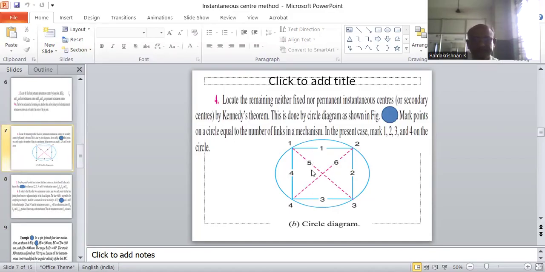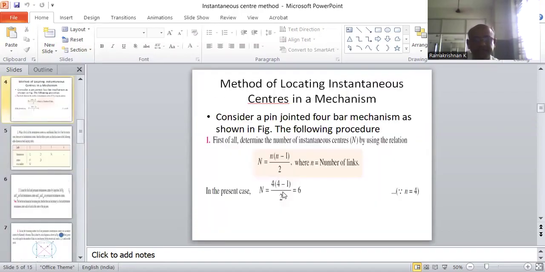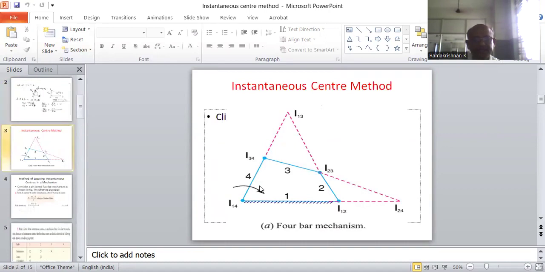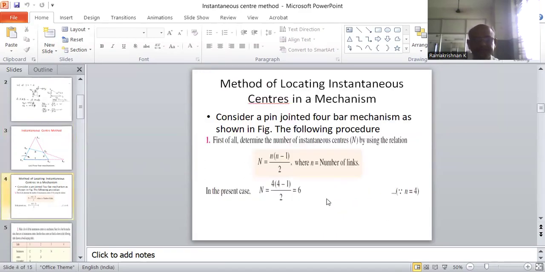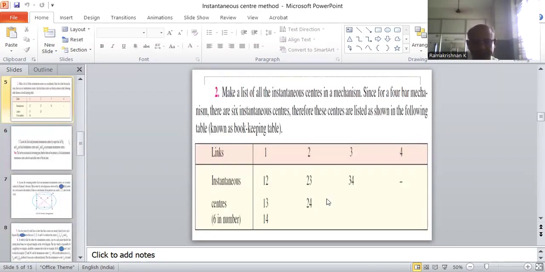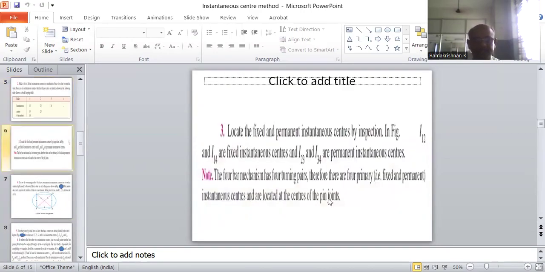So the I13 is located at the junction of the 2 pairs of instantaneous centers I12, I23 and I34, I14. Here from the diagram, here I13, at the junction of I14, I34 and I12, I23. So we can extend the lines from the mechanism, both join at one point, which is called I13. Similarly, I24 can be located. So from this circle diagram, the last 2 instantaneous centers can be located.